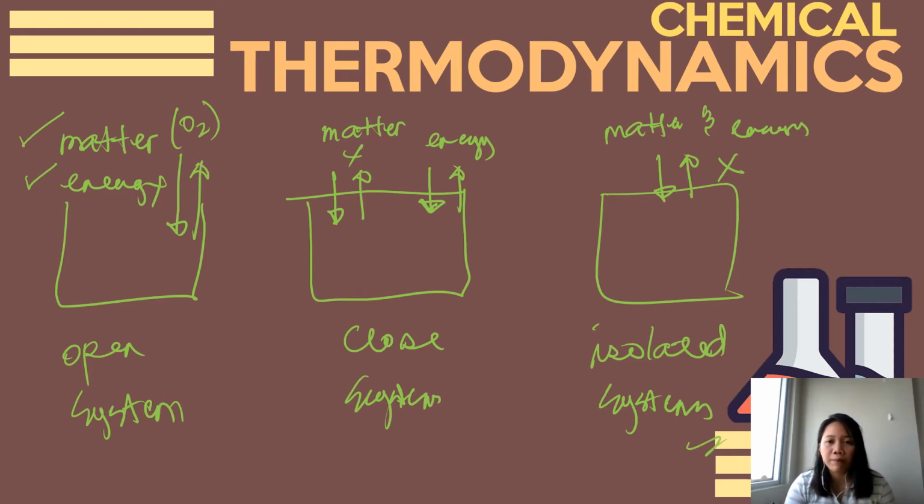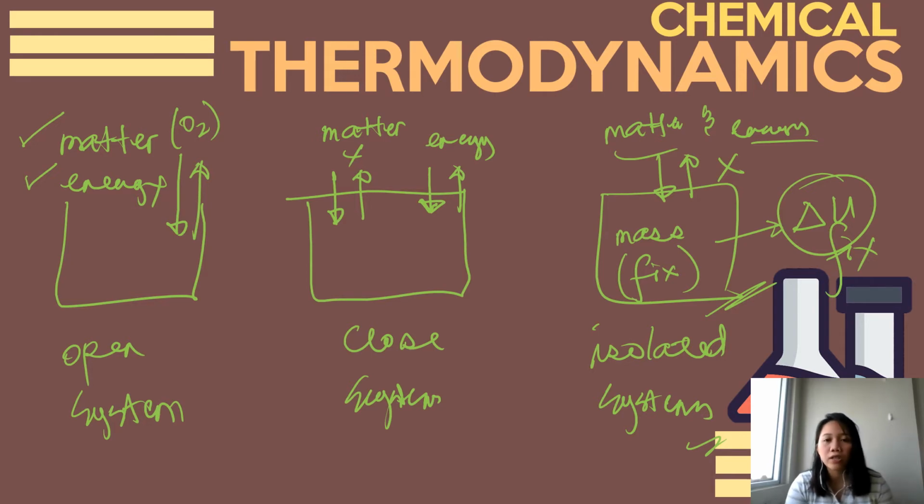Now, what does it imply? That implies that in an isolated system, its mass is fixed, for the reason that matter and energy cannot get into the isolated system. What is another constant here? Since matter and energy cannot get into and out of an isolated system, the internal energy of your isolated system is fixed as well. It's constant because you cannot change it. So that is the difference between the three types of system: the open, closed, and isolated system.